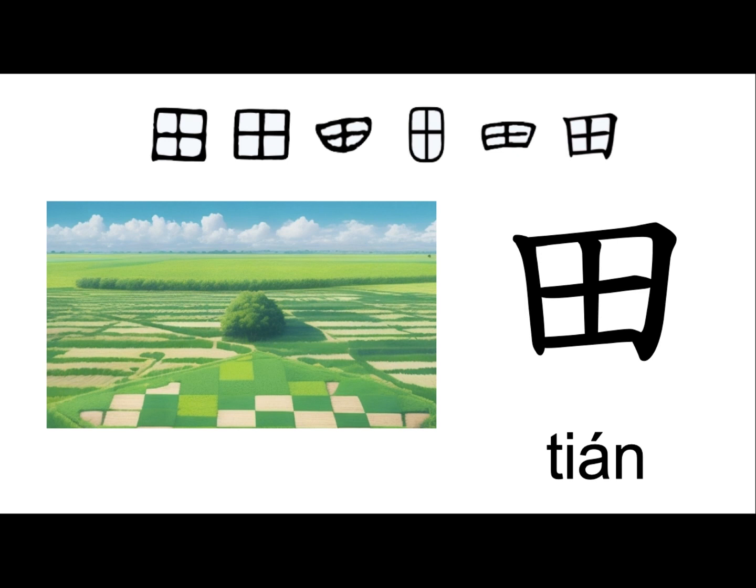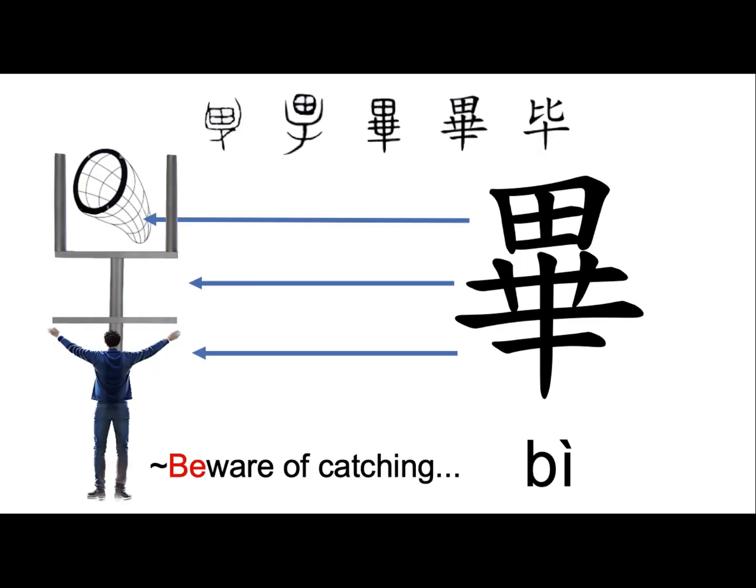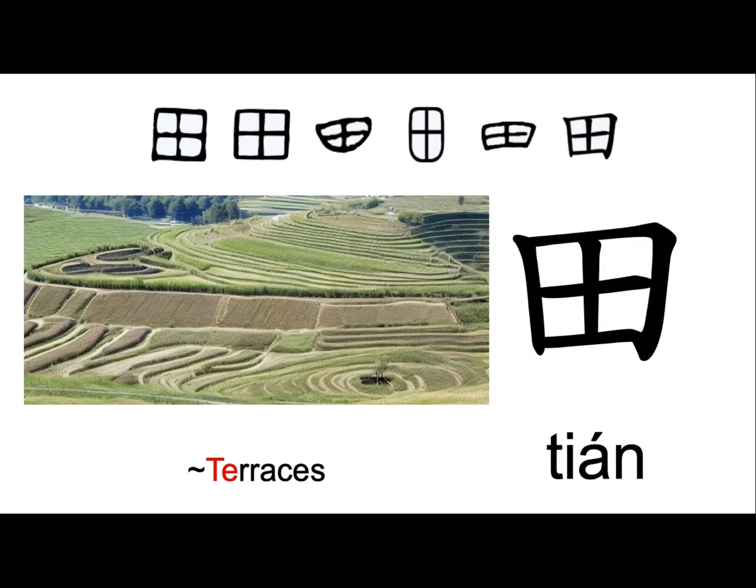A field is a pattern drawn for agricultural cultivation areas, and we can associate it with the English word terrace, which is used to pronounce the field character. So, by learning the character B, we simultaneously learn the character for field.